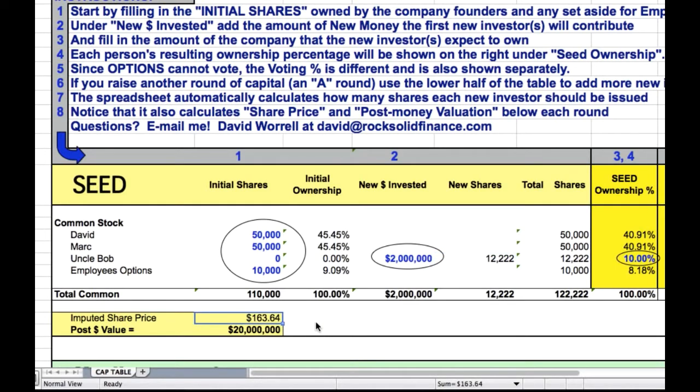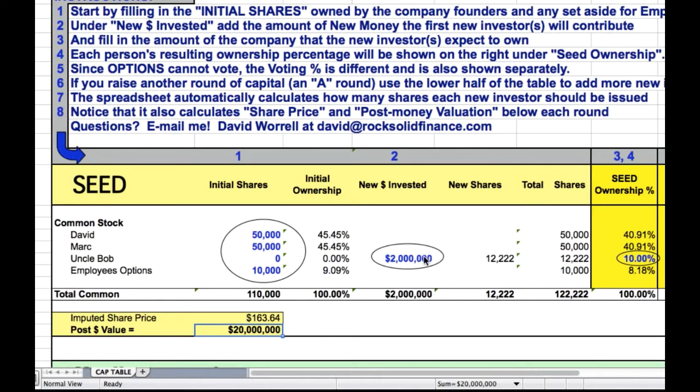We can do the division almost in our head and say that means each share is worth $163.64. Sorry, that calculation is a little messy, but that's exactly the way it'd come out. And you just want to know the dollars per share. There it is. Interestingly, the company you started is now suddenly worth $20 million.